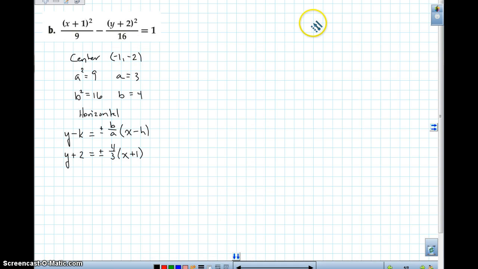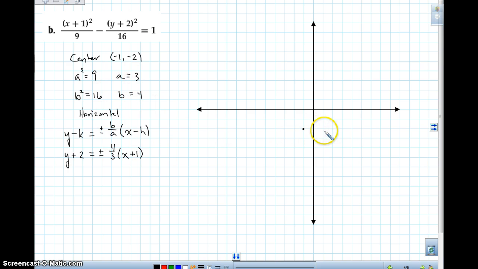Center is at -1, -2, so I'll plot that point first. And this is a horizontal hyperbola, so since my distance A is 3, I go 3 units to the right, 1, 2, 3, and 3 units to the left, 1, 2, 3.